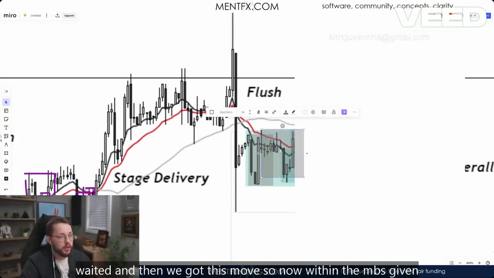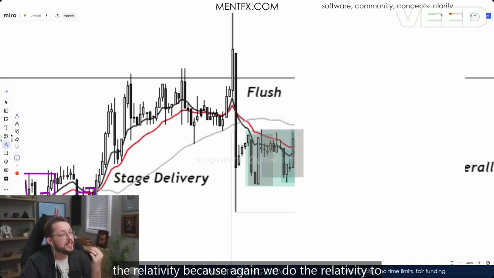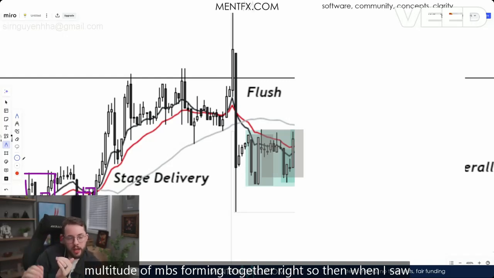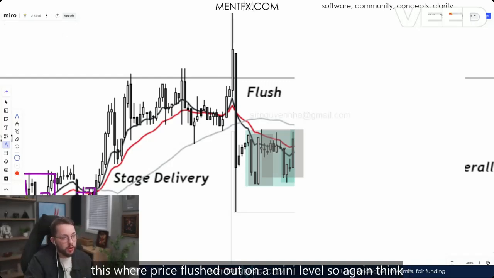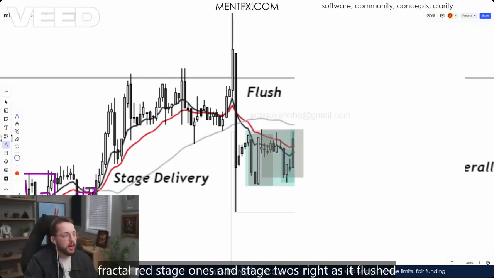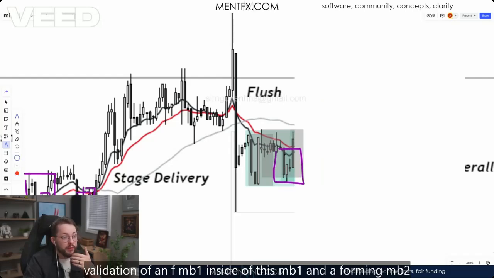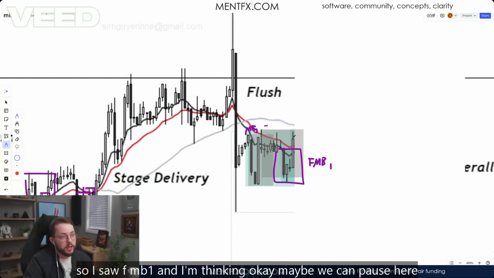And then we got this move. So now within the MBs, given the relativity, because again, we do the relativity to understand that sometimes our good entries are actually a multitude of MBs forming together, right? So then when I saw this, where price flushed out on a mini level, so again, think fractal, stage 1s and stage 2s, right? As it flushed out right here, I was looking at this as a potential validation of an FMB1 inside of this MB1 and a forming MB2. So I saw FMB1 and I'm thinking, okay, maybe we can pause here and create an FMB2, okay?